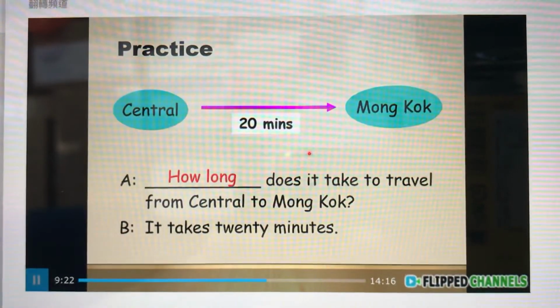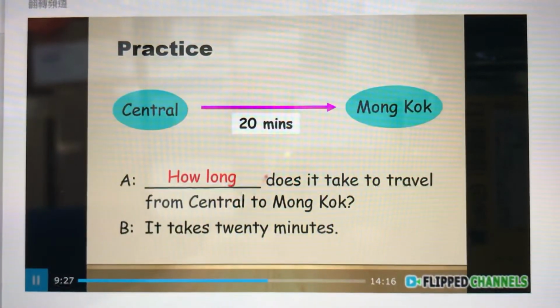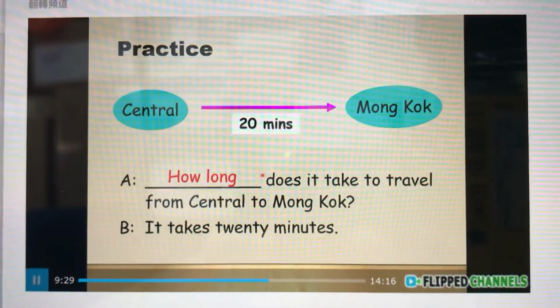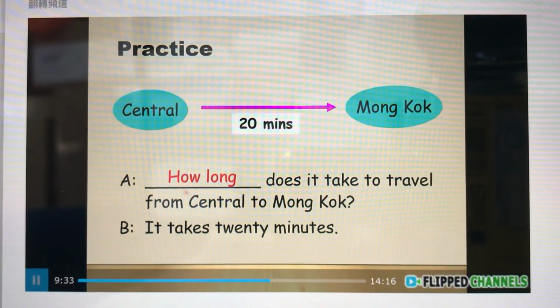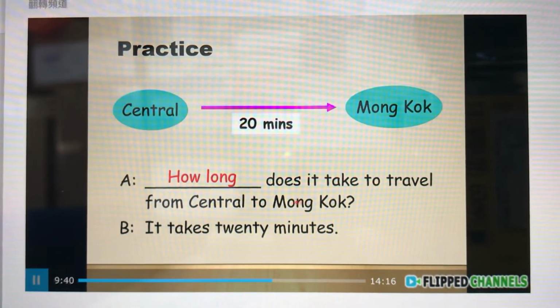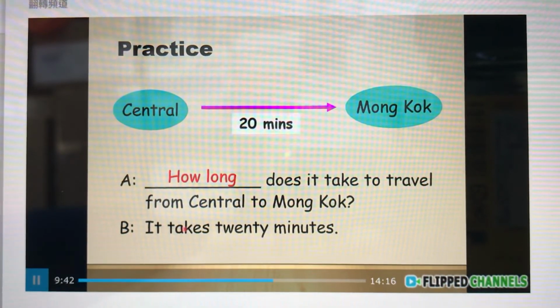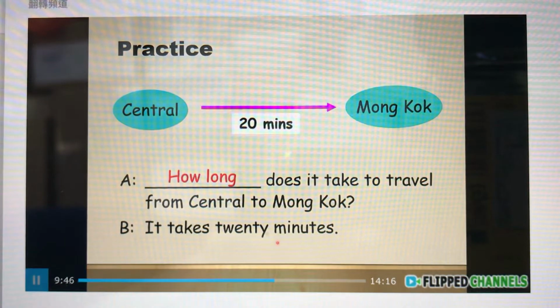Very good. How long? When we use how long, that means about the time, the duration of time we are mentioned about. The answer is, how long does it take to travel from Central to Mongkok? It takes 20 minutes. When we see minutes or hours here, we should use how long as a question word.